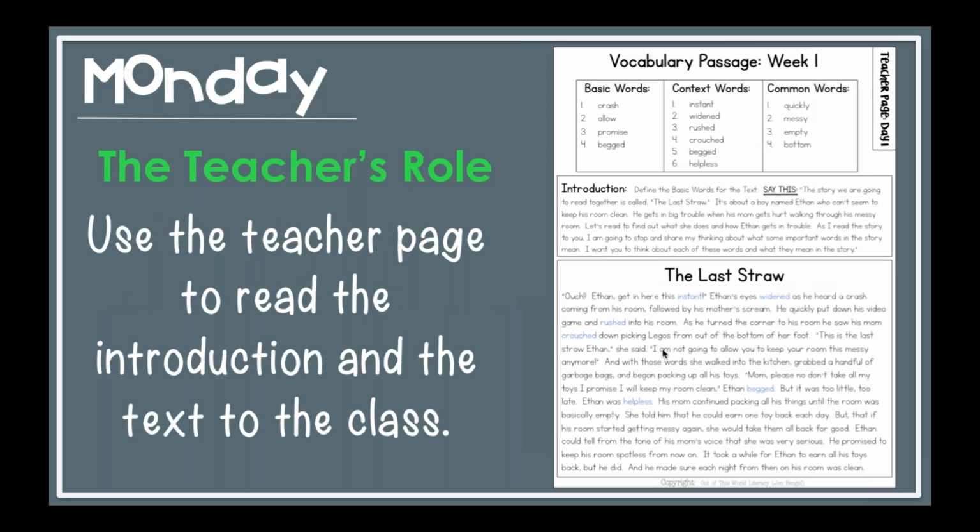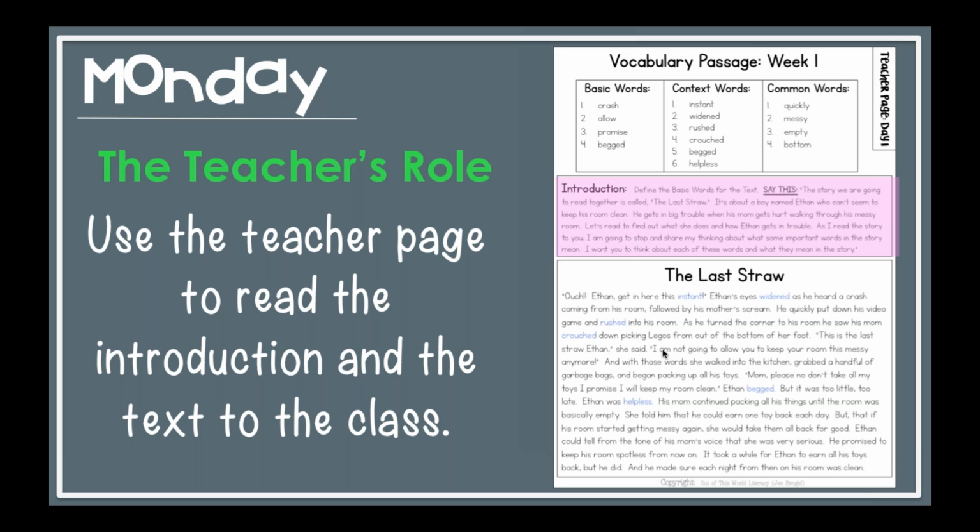And then you're going to use the teacher page and read the introduction. So you can say this. This is like me giving you language right there in the classroom with you. Basically, this is what I would say. The story we're going to read together is called The Last Straw. It's about a boy named Ethan who can't seem to keep his room clean. He gets in big trouble when his mom gets hurt walking through his messy room. Let's read to find out what she does and how Ethan gets in trouble.